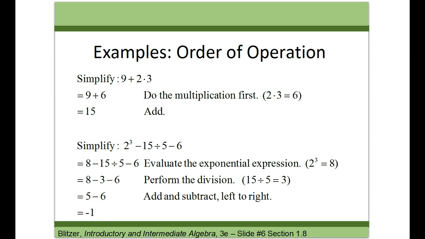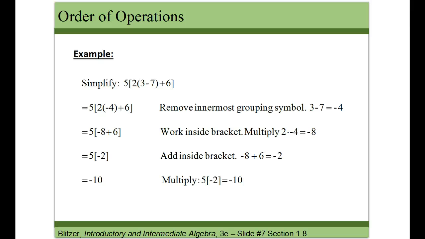Let's consider another example where we have some grouping symbols. We actually have two sets of grouping symbols here. We have parentheses and we have brackets. So we find the innermost grouping symbols first, and that would be this set of parentheses here on the inside. They are instructing us to perform the following difference, the subtraction of 7 from 3, I should say. So first we perform that subtraction, that difference there. 3 minus 7 is negative 4.